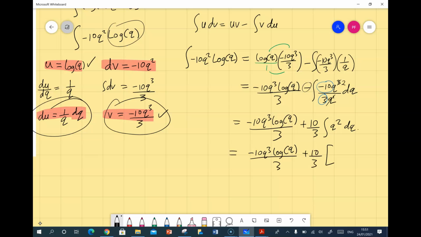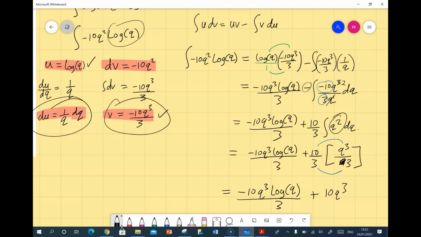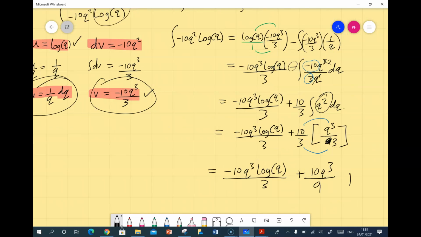Now I integrate. To integrate q squared, raise the power by 1, divide by the new power. Multiply our fractions, top by top, bottom by bottom. So I've got minus 10q cubed times the log of q over 3, 10 by q cubed is 10q cubed, and 3 times 3 is 9. We're at the end, so plus c.